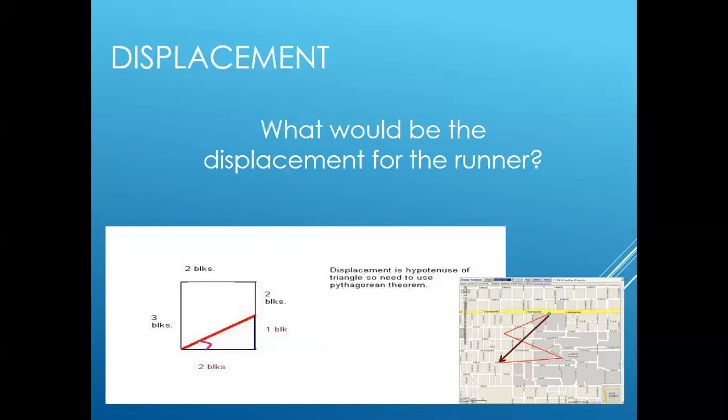Same thing for the runner on this map. They ran in this sort of Z-shaped path for their distance, but the displacement is just the straight line from the start line to the finish line.